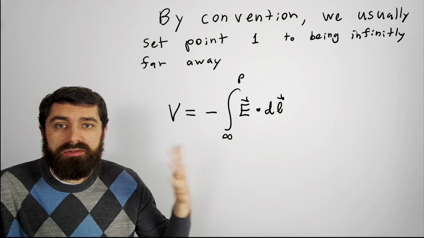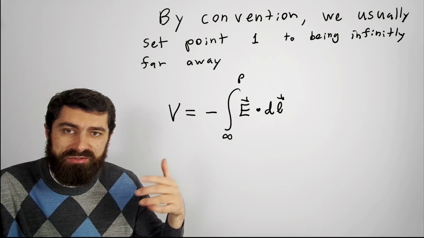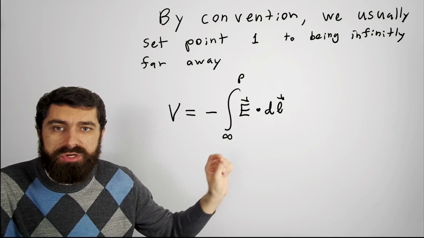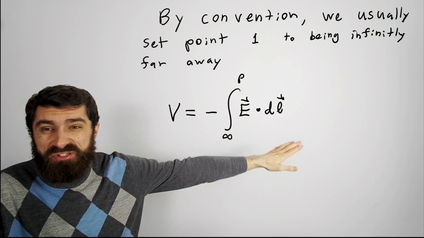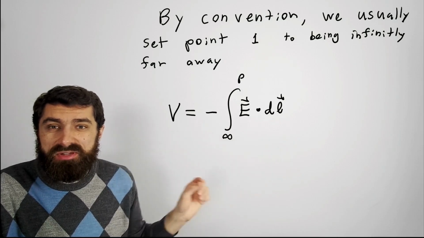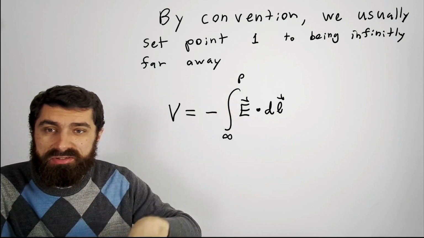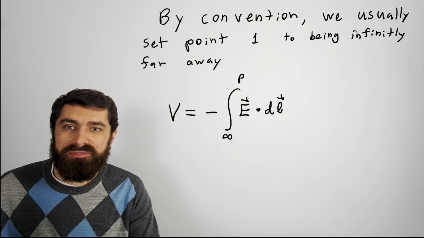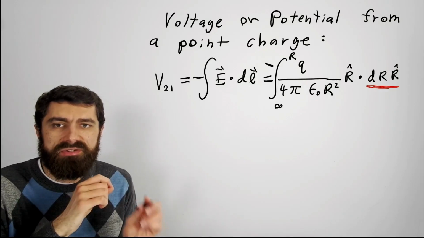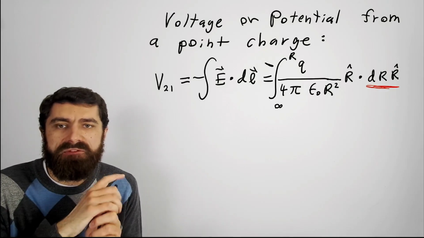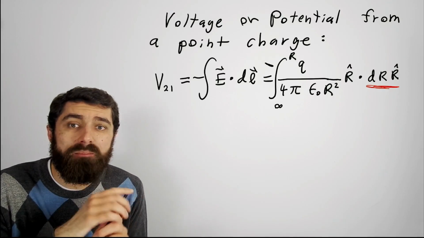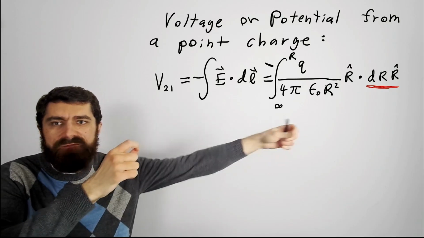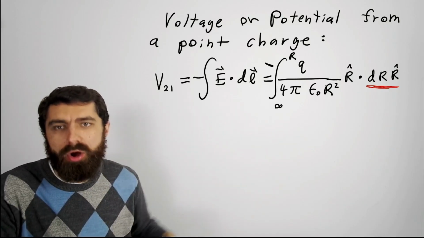So we actually calculate the change in potential energy per unit charge when you go from being infinitely far away from your system to a certain point in the vicinity of your charges. All right, so let's try to derive the voltage coming from a point charge when you set your ground potential as being infinitely far away from the charge.